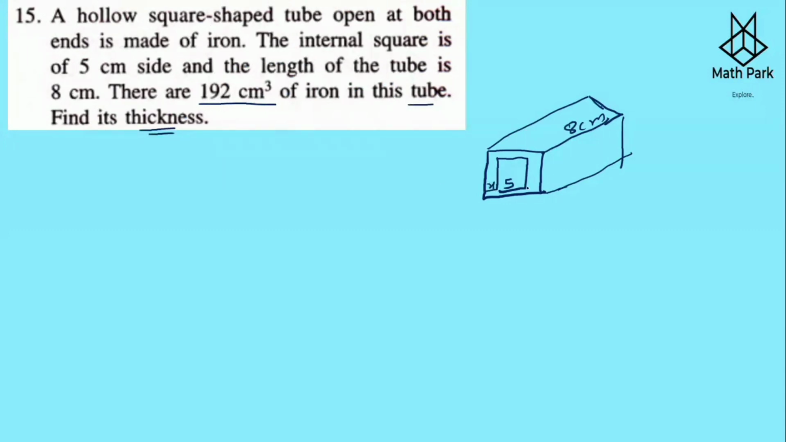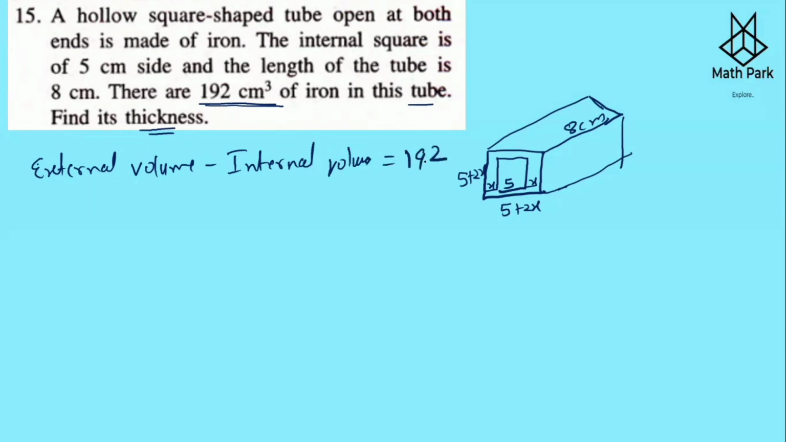So let us take this thickness to be x and x. So the outer dimensions, now this x plus x get added, you get 5 plus 2x. So this is 5 plus 2x. Now you are given the internal square is 5 centimeter and there are 192 centimeter cube of the iron used. So how do you get the iron used? The iron used is external volume minus internal volume, which is given to you as 192 centimeter cube.